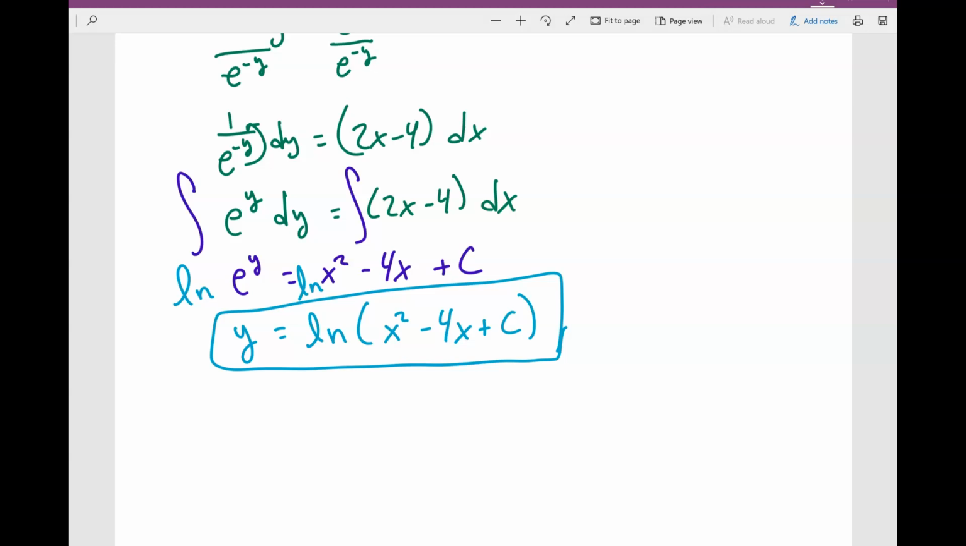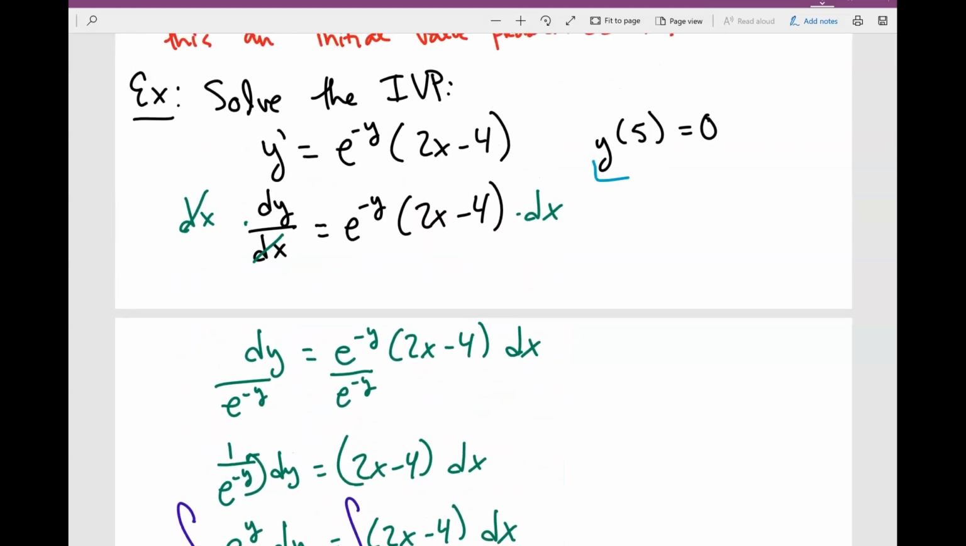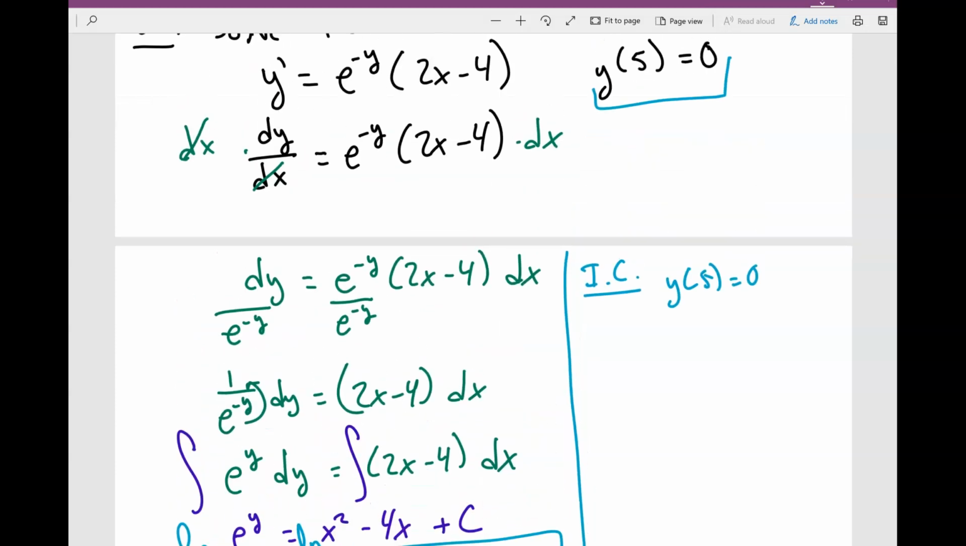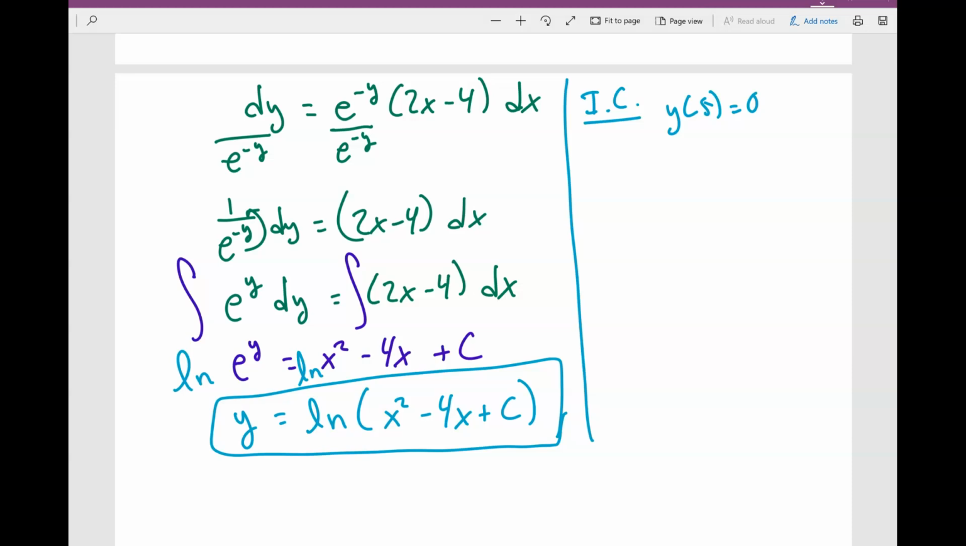Now, this would be correct if I didn't have an initial value problem, if I didn't have an initial condition. But since I do, I have additional information, y of 5 equals 0. All I've got to do is figure out the value of c using this initial condition. So I know that my initial condition is y of 5 is equal to 0 because that's what was given to me. So now all I've got to do is plug y of 5 equals 0 into my equation. Okay, so I have y is equal to the natural log of x squared minus 4x plus c.